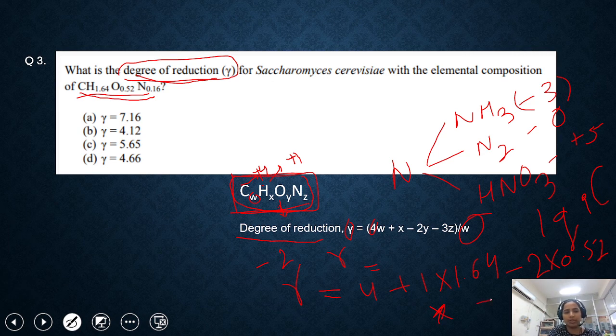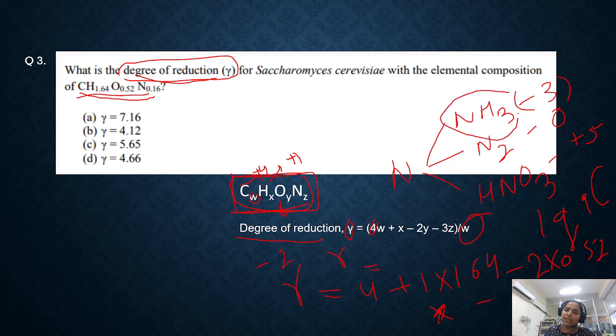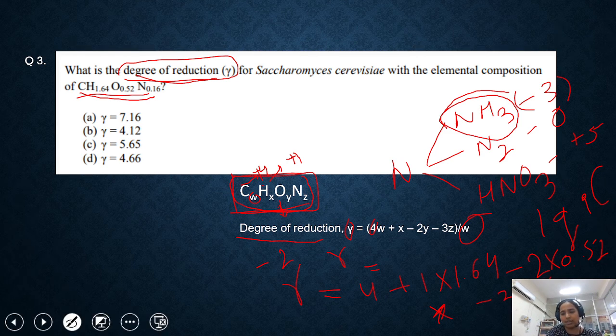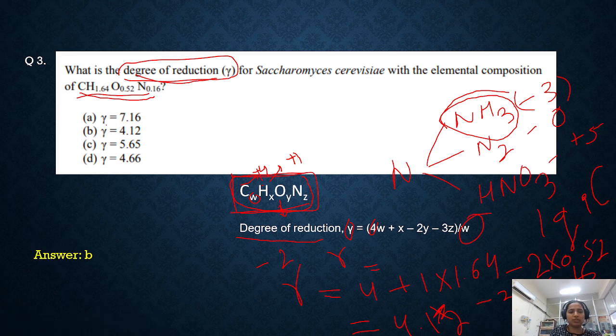And minus for nitrogen, if the nitrogen source is not mentioned, then by default we consider the nitrogen source ammonia. Okay, so we'll take -3 into 0.16. So when you solve this, it will come around 4.12. So the answer to this question is B.